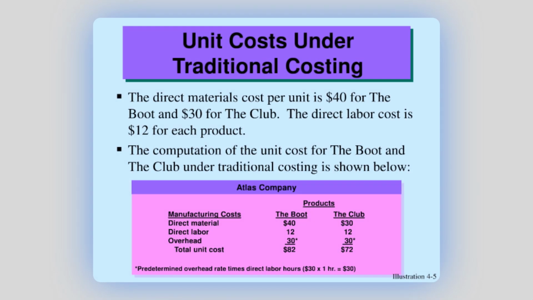As part of traditional costing, direct material cost per unit is 40 for the boot and 30 for the club. The direct labor cost is 12 for each product. And what are our computations? Direct materials is 40, direct labor is 12, overhead is 30. While the club is 30, direct labor is 12, overhead is 30, and the unit cost here is worth 72. So, that is our traditional costing.